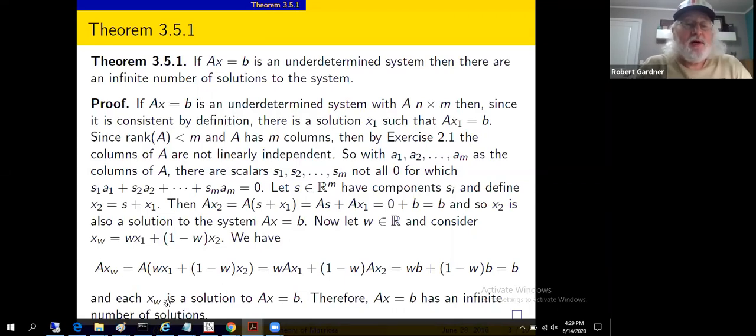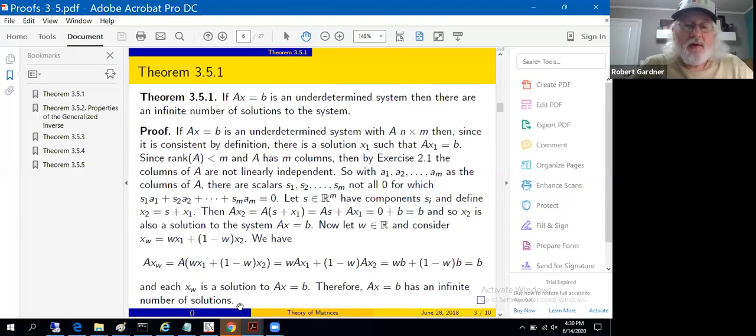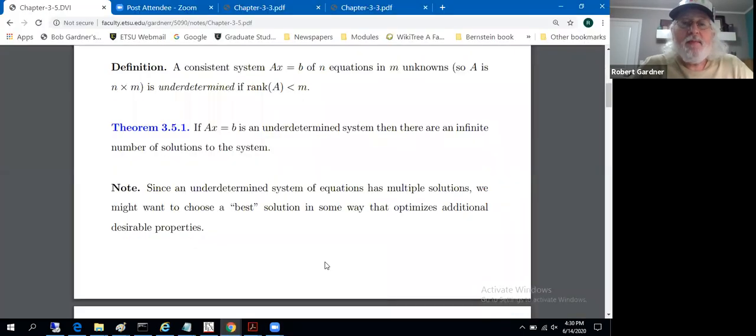How many such w's are there? Many. There's one for every real number. There's an uncountably infinite number of such solutions. Implicit in this, we've shown if there's two solutions, there's uncountably infinitely many solutions as well. Okay, so we've got infinitely many solutions in an underdetermined system, is what we've shown specifically. All right, and you kind of already knew that.